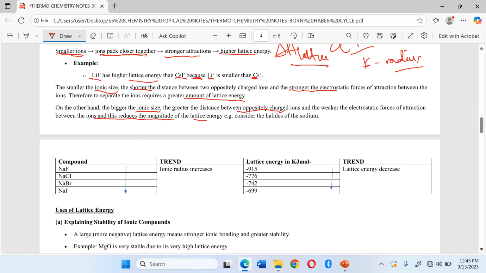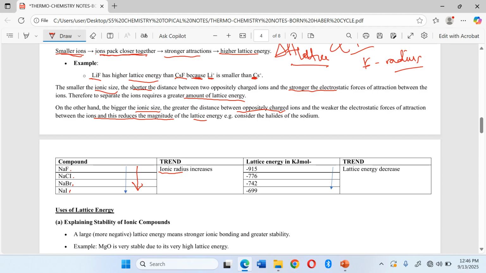Now, let's look at this. Let's compare. Consider these halides of sodium. We are using only sodium and looking at its halides: sodium fluoride, sodium chloride, sodium bromide, and sodium iodide. The ionic radius here increases down the group.